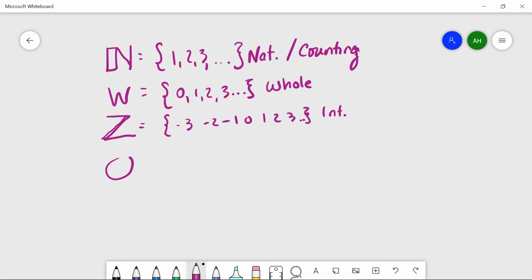Here next I'm going to have a Q, and it's going to have a little second line down in there. These are going to be rational numbers, fractions, numbers that I can write as fractions. And we're going to call those rational numbers.